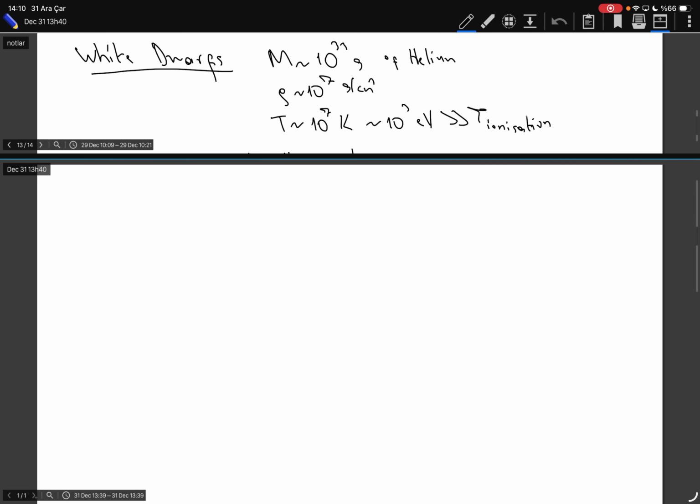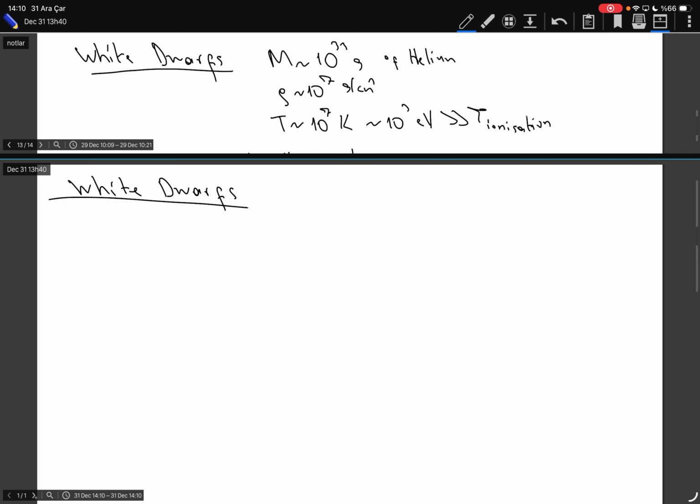Okay, so today we will go over an application of what we had done about the ideal Fermi gas. We will look at white dwarfs. Now, what do we mean by a white dwarf?